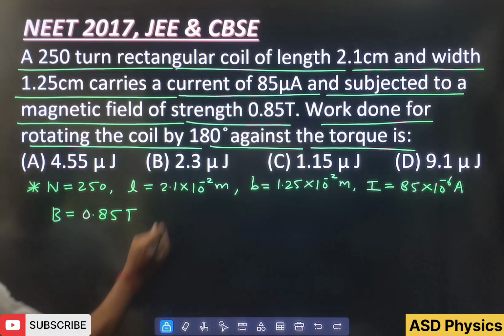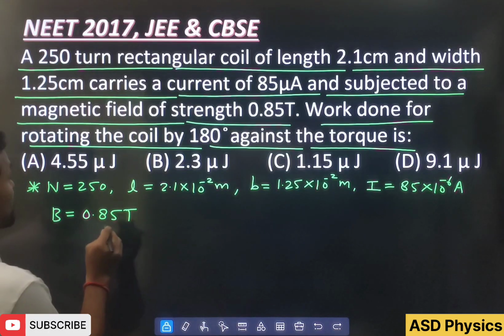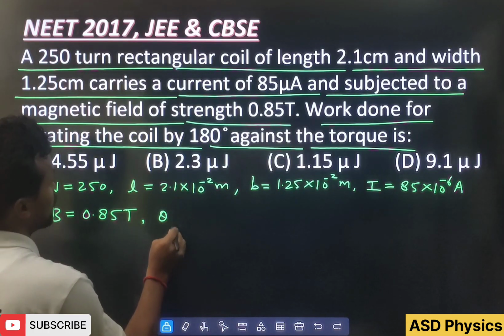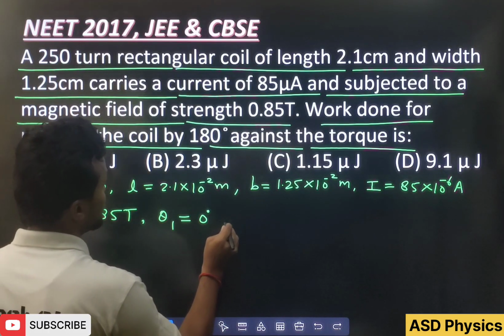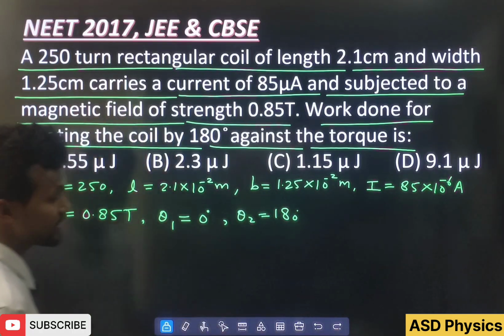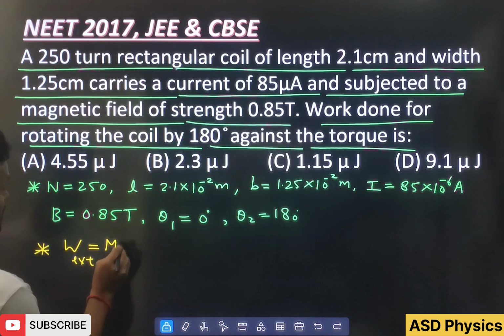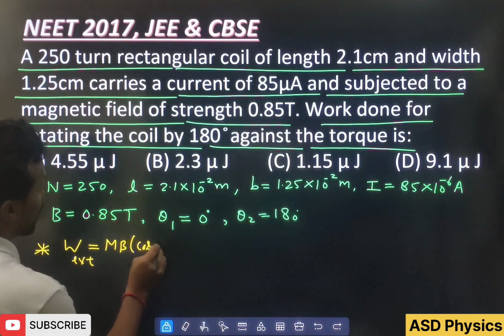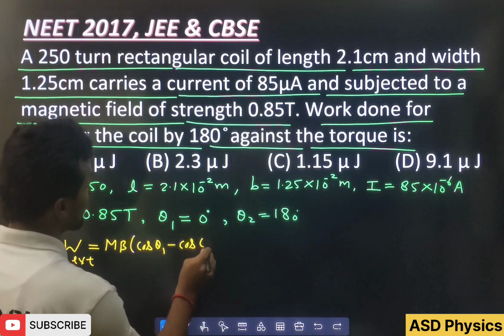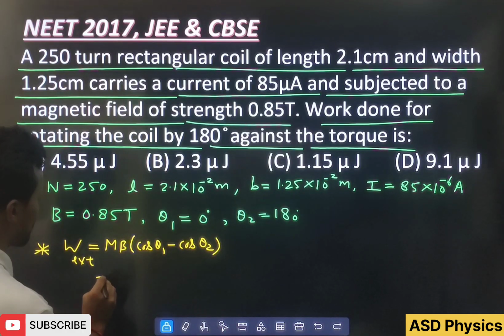0.85 Tesla. And they are asking the work done for rotating the coil by 180 degrees. So initially let's take the angle as 0 degrees, and we are going to rotate 180 degrees. Now students, remember, what is the work done formula? Work done by the external force is given by the formula MB cos theta 1 minus cos theta 2. All these things we have covered in the last video.